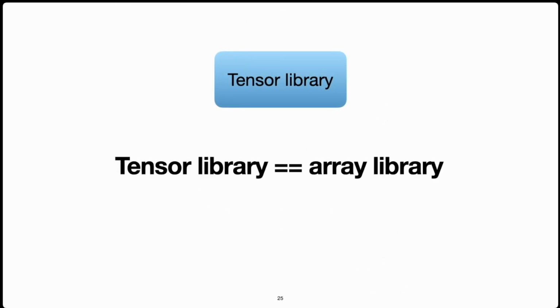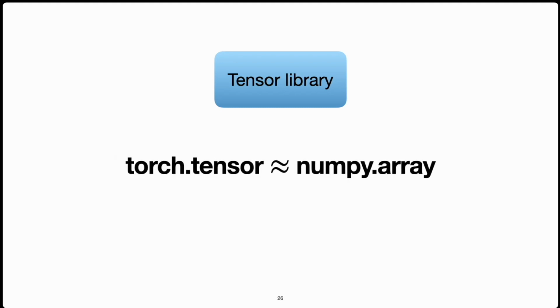So as you may have noticed now, what I showed you, this tensor library looks pretty much like an array library, which you may have already seen, right? If you have used NumPy before, this torch.tensor might look very, very similar to a NumPy array, which you may be familiar with already. And this is actually by design. This is intentionally so that it is easier to use.